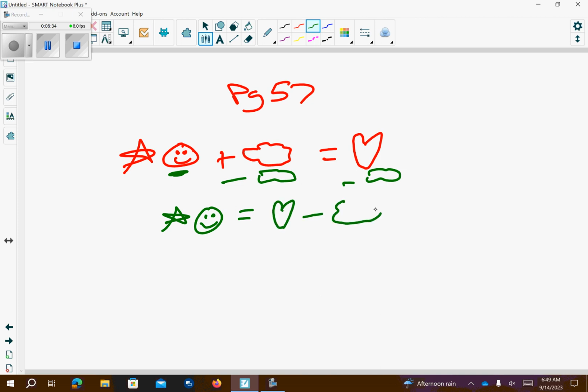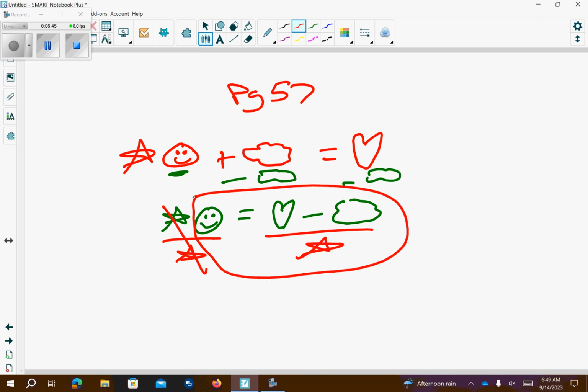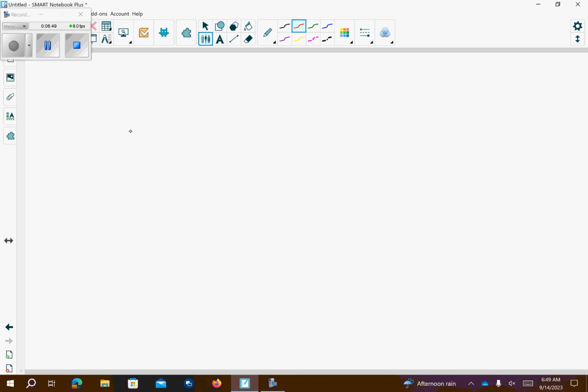minus the cloud. And then star and smiley face are being multiplied together, so I'm going to divide both sides by star. So this is my answer. And it looks a little goofy, but it's called a literal equation. And let's move down. So we have like this sun looking thing. Let's pretend I can draw. And then this part of the circle minus this is equal to diamond.